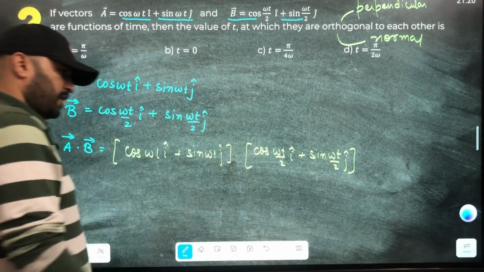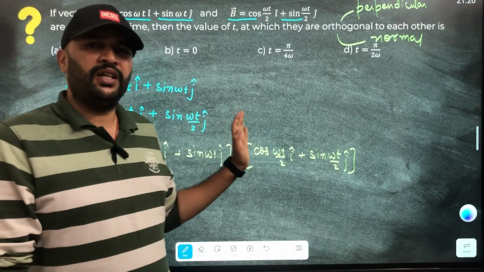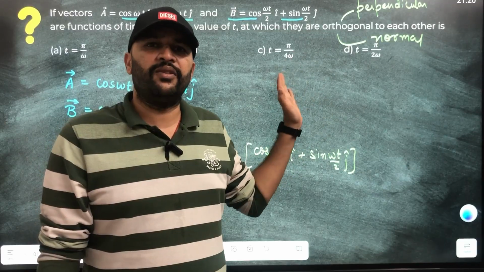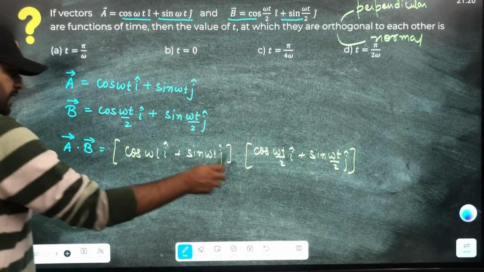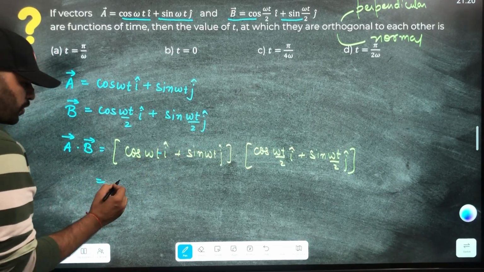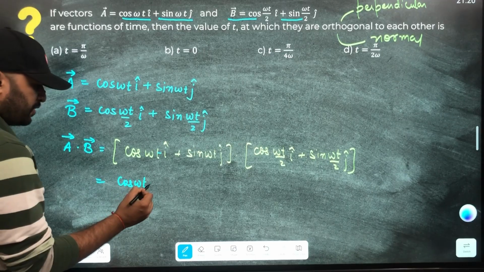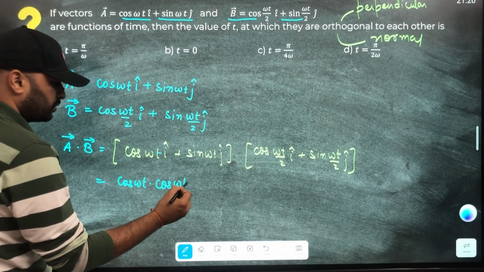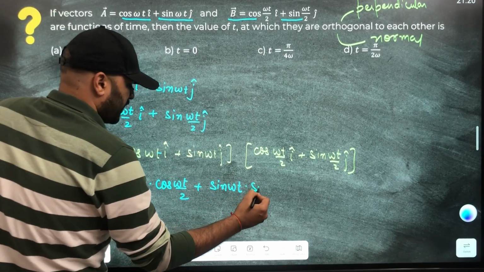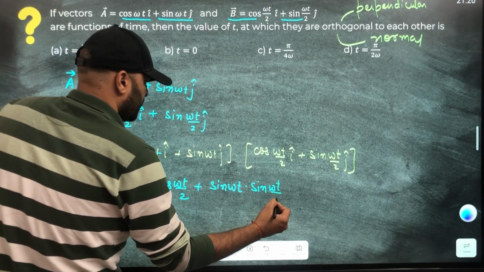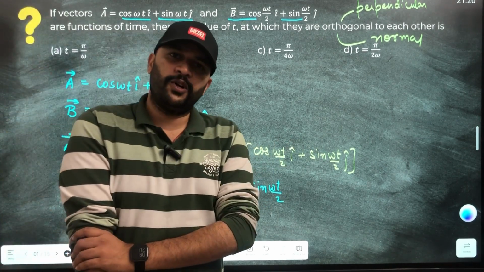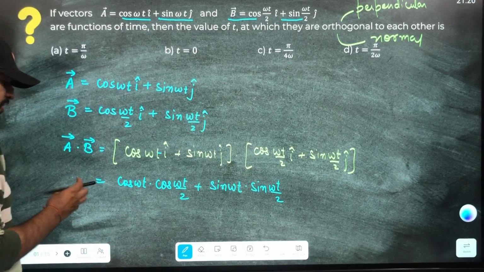Now, how do we do the dot product? You must be thinking, sir, you started work, power, energy, then why is the first question from vectors? Initially, the first topic is dot product. We are covering topic-wise. So let's see this dot product. i will be multiplied with i using dot product. It will give you cos ωt into cos ωt/2 plus sin ωt into sin ωt/2. In dot product, we multiply i with i and j with j. What is i dot i? It's 1. What's j dot j? It's 1, right? Now, this must be equal to 0.